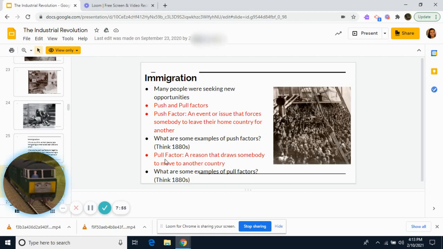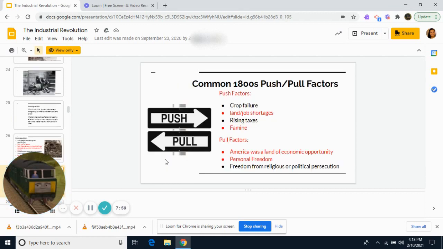What are some examples of pull factors? Think 1880s. Push factors: crop failure, land and job shortages, rise in taxes, and famine.